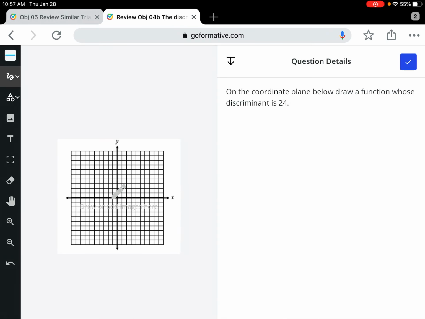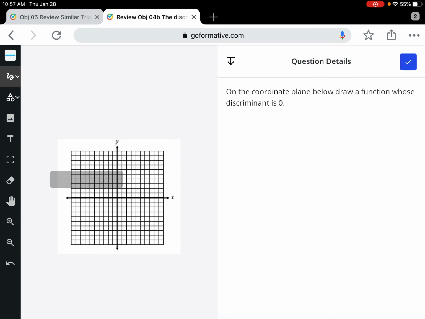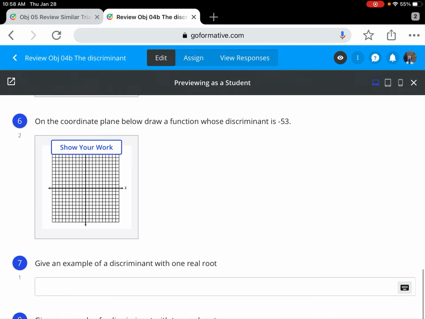On the coordinate plane, draw a function whose discriminant is 24. If the discriminant is positive, I know that it is going to intersect my axis in 2 spots. They're not going to be rational spots, but it's going to intersect in 2 spots. You could have something like this, as long as it intersects in 2 places. Next thing is a discriminant of 0. A discriminant of 0 would mean that my quadratic would intersect in exactly 1 spot.